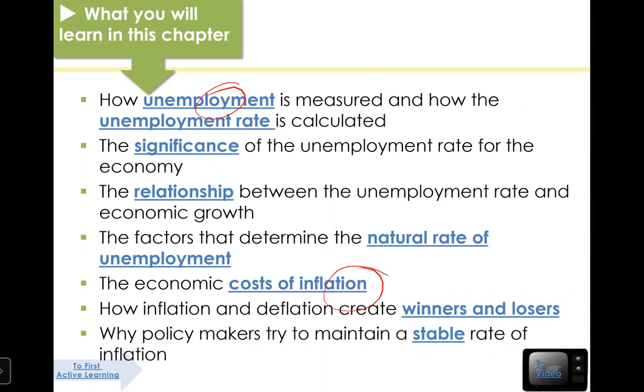In terms of unemployment, we need to understand how we measure unemployment. We also need to understand some salient features of our labor market and different types of unemployment. And in terms of inflation, we need to understand the cause of inflation and why we care about inflation, right? Okay, so that's the roadmap.